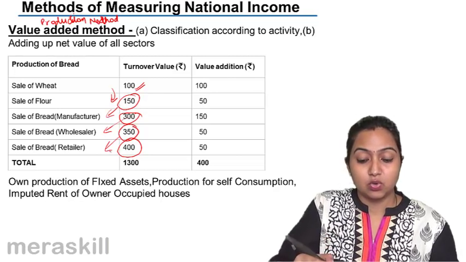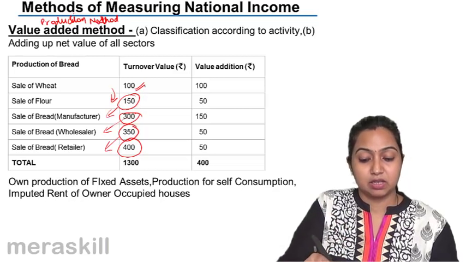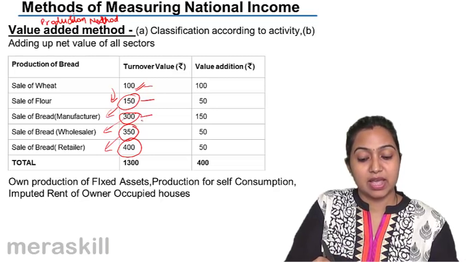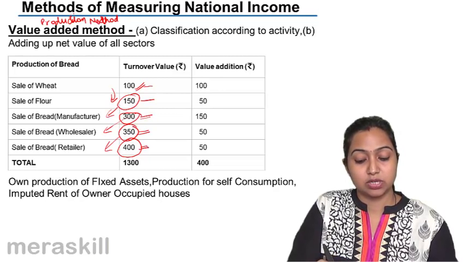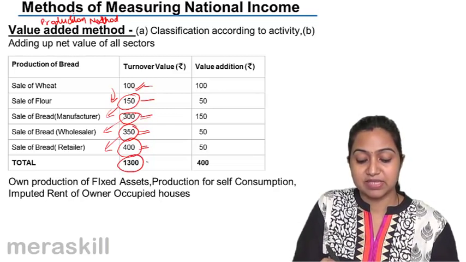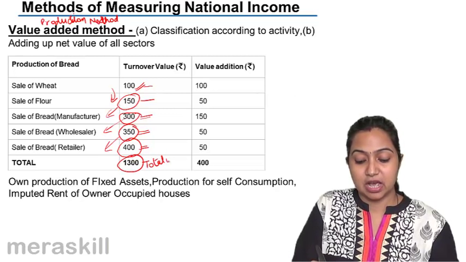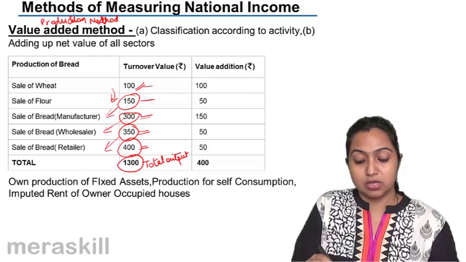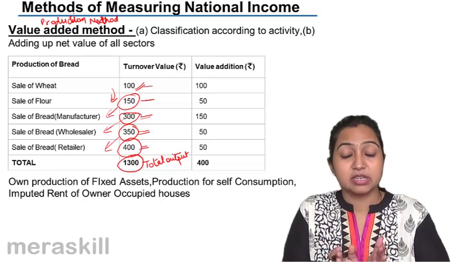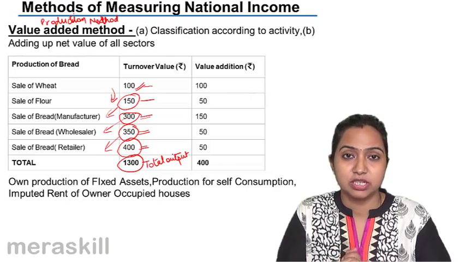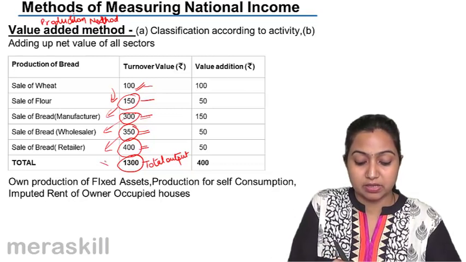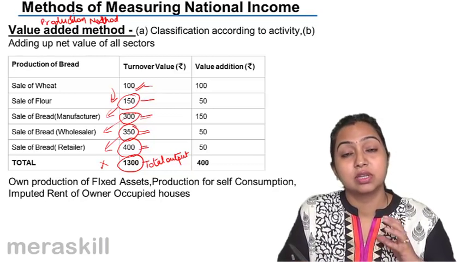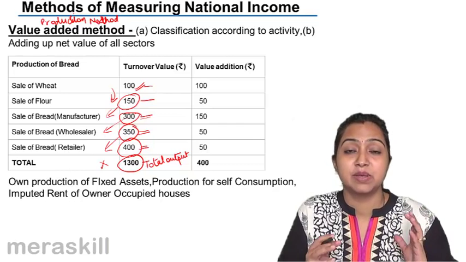Now, if you see, you will add the turnover as 100 rupees. The wheat was sold, then for 150 the flour was sold, the bread was sold at a price of 300, then the wholesaler again sold it for 350 and the retailer again sold it for 400. So the total output comes to rupees 1300. So in the manufacture of bread, if you look at it in this proposition, it comes to around 1300. But is this how we should calculate the income? This is the wrong method. We should calculate by taking the value that has been added.